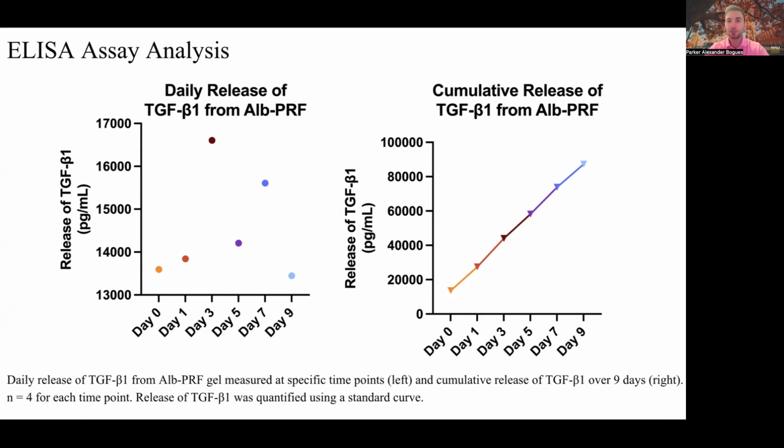It is notable to say that I measured the transforming growth factor beta 1 from the albumin platelet-rich fibrin gel itself. So I performed a 1 to 10 dilution while conducting this ELISA assay. But as far as how I measured the TGF beta 1, I did not measure it from cell culture medium. I measured it straight from the gel, which can also explain why such high values were found.